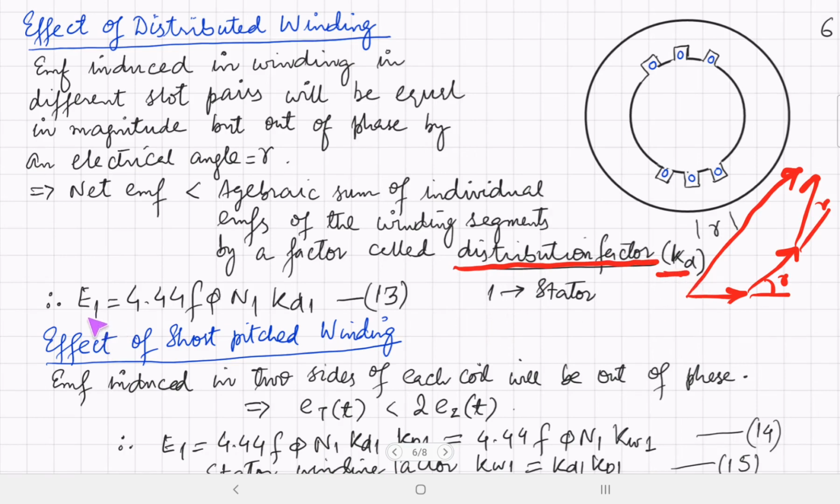Now, therefore, when we use distributed winding, the EMF induced will not be given by just this expression, it has to be multiplied by a factor KD, and for the stator we'll use KD1. So KD1 is the distribution factor of stator windings, and we should know that KD is always less than 1 for a distributed winding.